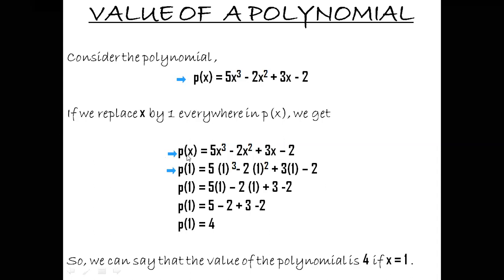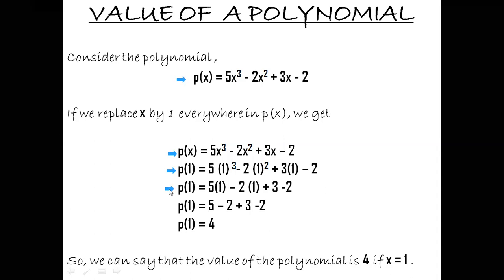Now instead of p of x, I would say it is p of 1 is equal to 5. Again, the x is replaced by 1. So 1 the whole cube minus 2, 1 square plus 3 into 1 minus 2. You could see that all that I did over here was just placing the value of 1 and replacing x. Now let us solve this.